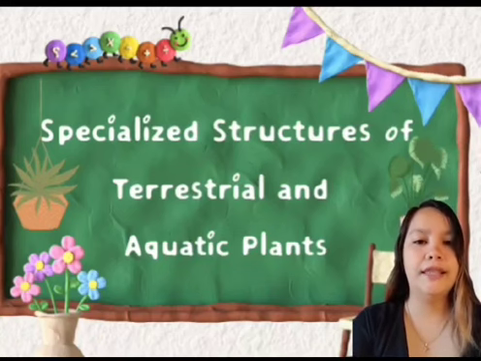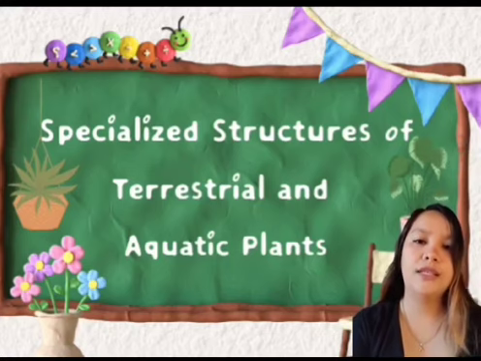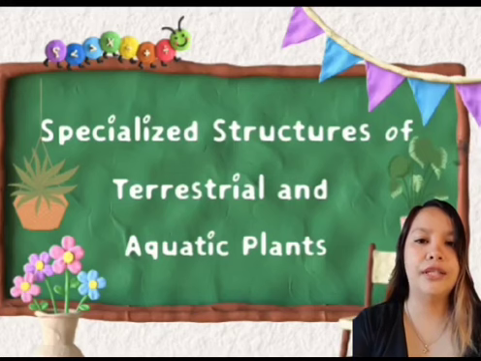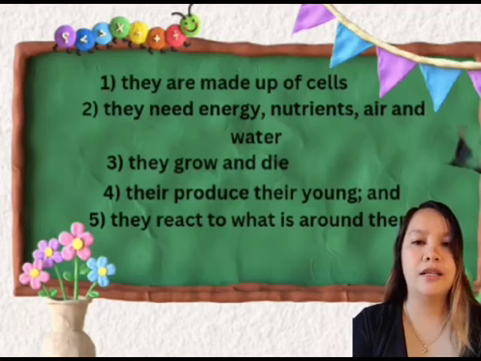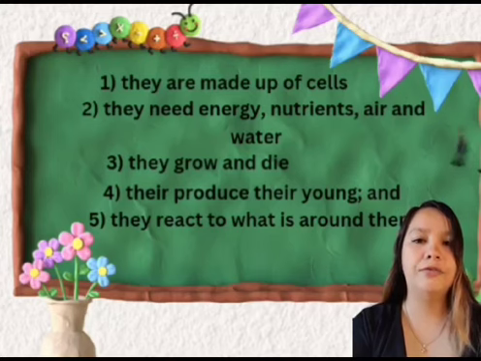Just like humans and animals, plants are alive. How do we know this? Living things like plants all exhibit certain things. 1. They are made up of cells. 2. They need energy, nutrients, air, and water. 3. They grow and die. 4. They produce their young. And 5th, they react to what is around them.